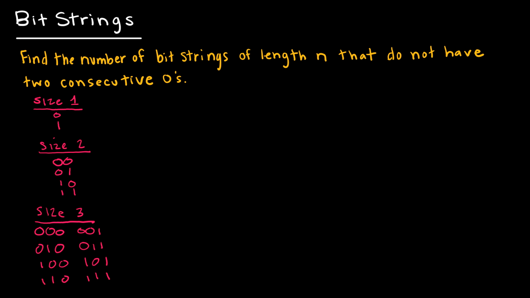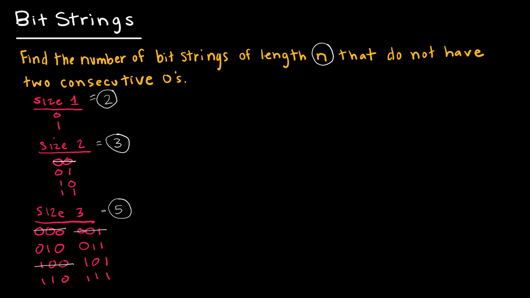We are looking for length n bit strings that do not have 2 consecutive zeros. I've written out size 1, size 2, and size 3 already, but I haven't taken into account that I don't want 2 consecutive zeros. For size 1, both of my answers work because it's obviously size 1, so I can't have 2 consecutive zeros. For size 2, the only value that doesn't work is the bit string 0, 0. So there are 3 here. And then for size 3, I have to get rid of 3 of them, and so there are 5 total that don't have consecutive zeros.